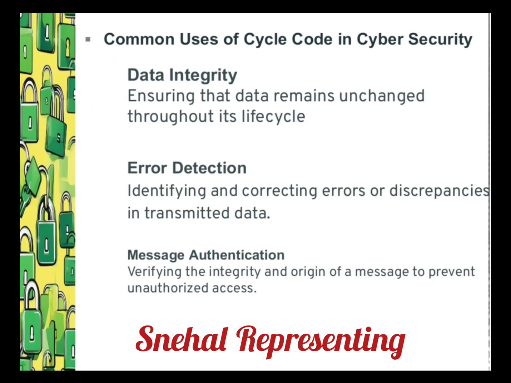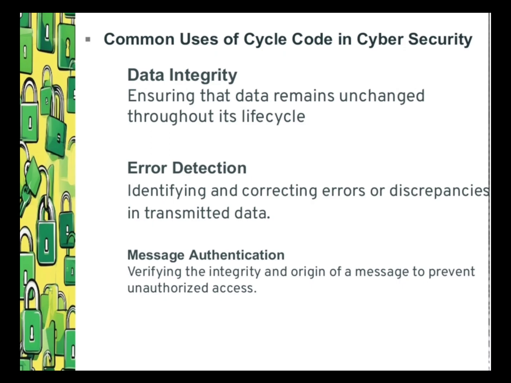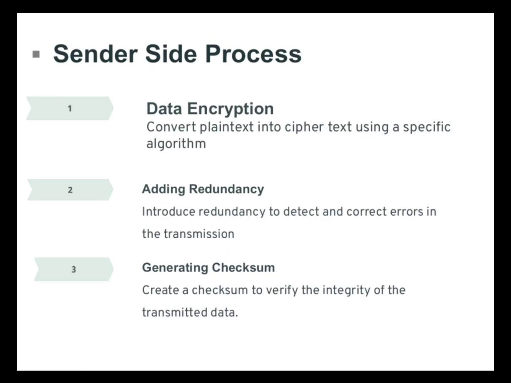There are various uses of cyclic code in cybersecurity. First one is data integrity. In data integrity, we ensure the data remains unchanged throughout its life cycle. Second one is error detection. In error detection, we identify and correct the errors in transmitted data. Third one is message authentication. In message authentication, we verify the origin and integrity of the message to prevent unauthorized access.